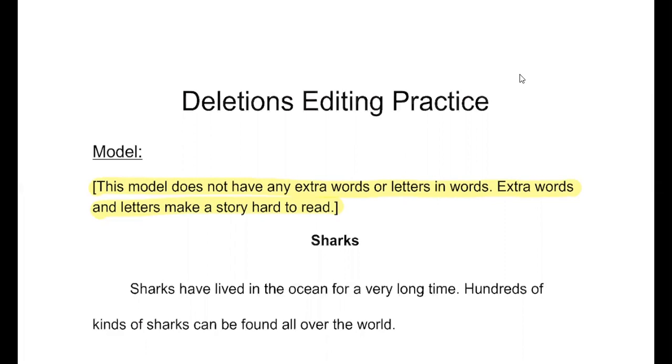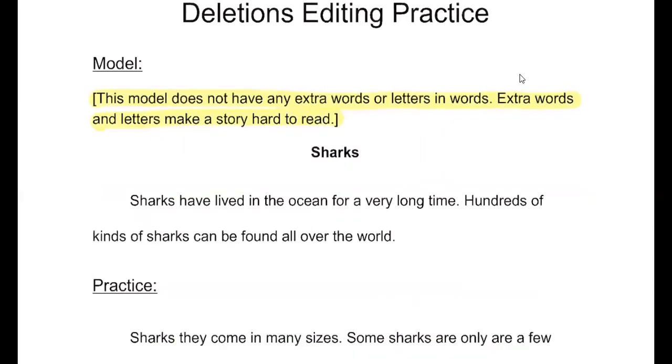So here's our example. Sharks. Sharks have lived in the ocean for a very long time. Hundreds of kinds of sharks can be found all over the world. So there's an example. There's no extra words or letters. It flows really smoothly. So, like the model says, extra words and letters make a story hard to read.